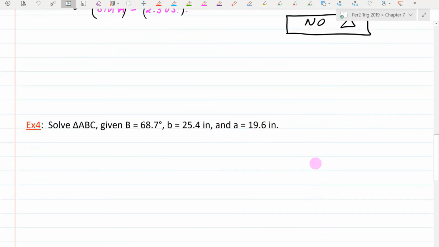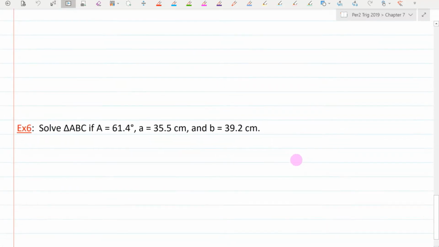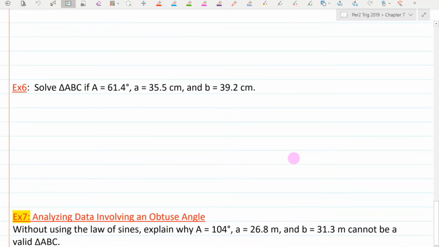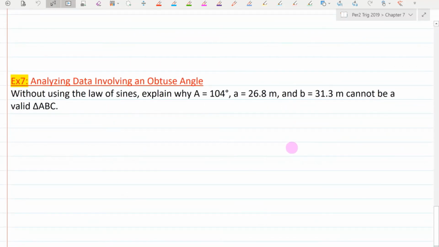So I'm actually not going to do these next 3 examples. If you would like to practice them, just go ahead and do it. Maybe I'll put them in as a little short quiz or assignment to have you do them, okay? And then we can go over that. But I am going to go over example 7.